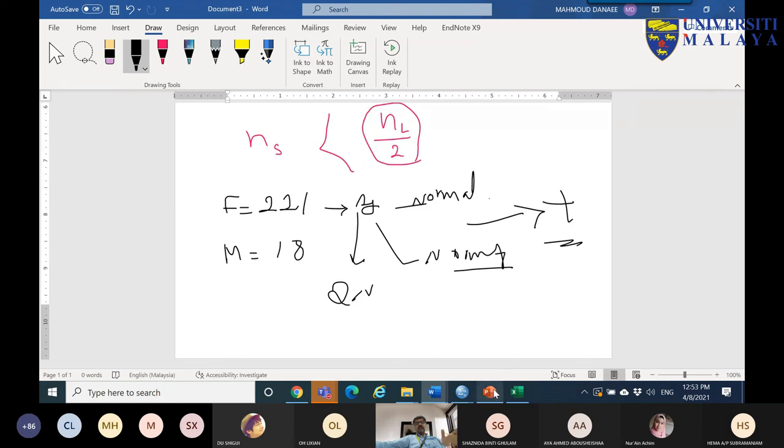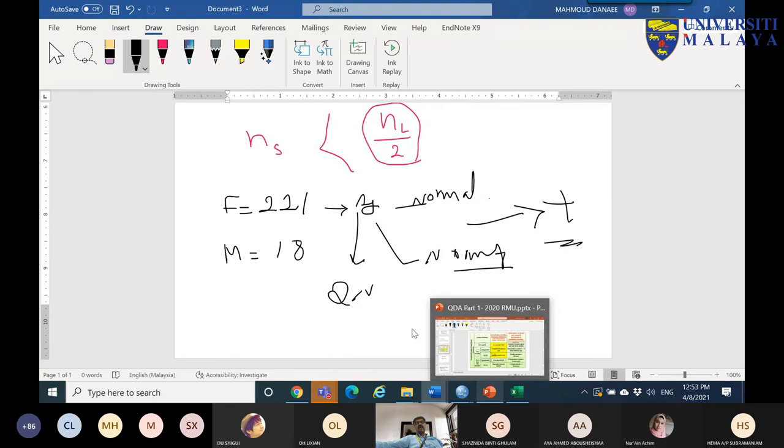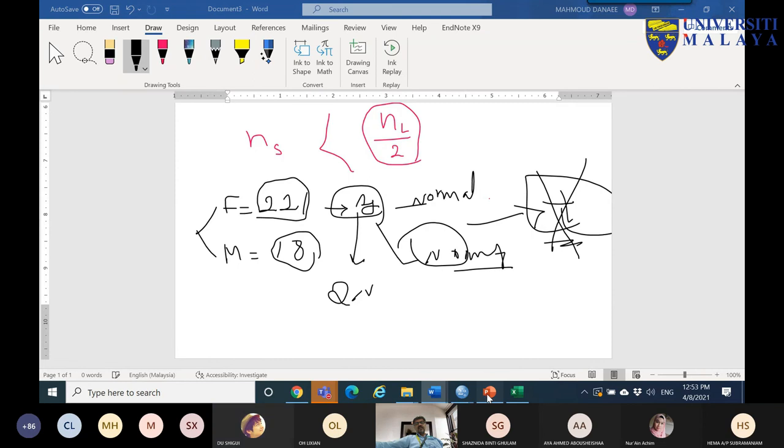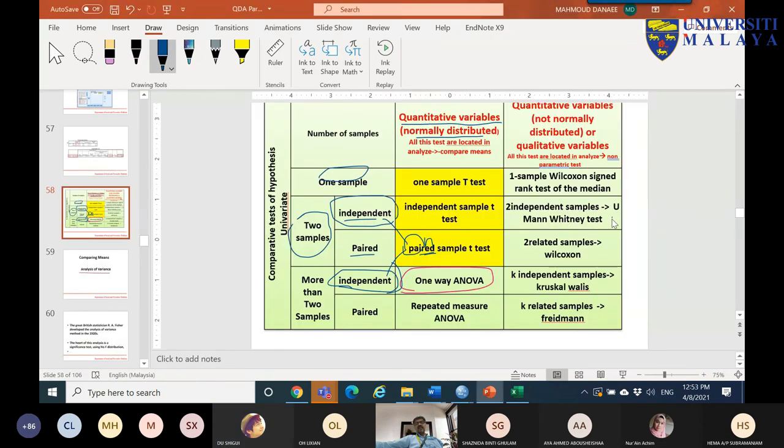Maybe before I discuss it, you said yes, because it is normally distributed and the age is quantitative and we have two independent samples. Yes, we have to use the t-test. But as you can see here, the sample sizes of these two independent samples are too much different. So then you cannot use the t-test. Instead of the t-test, later I will teach you, you need to use the equivalent non-parametric test.